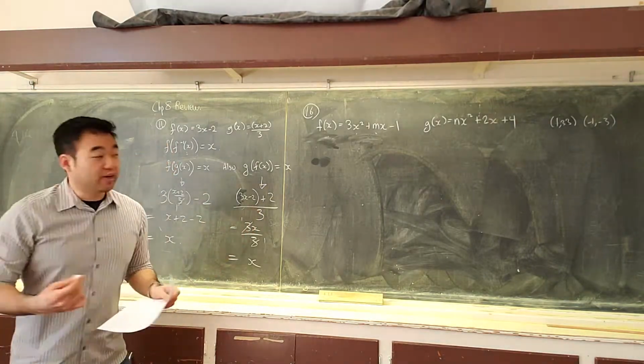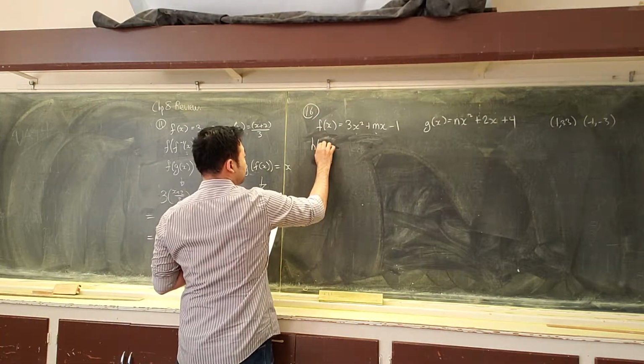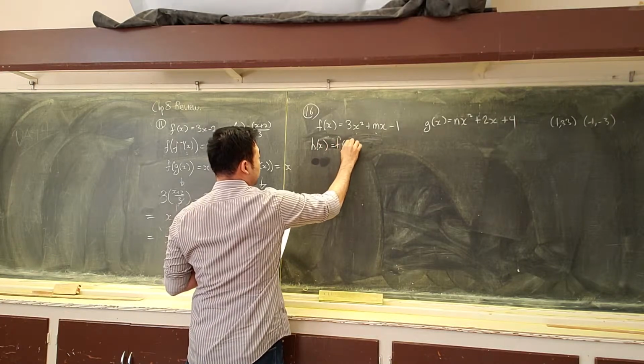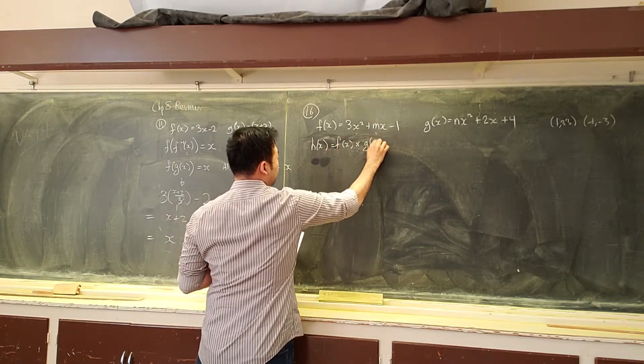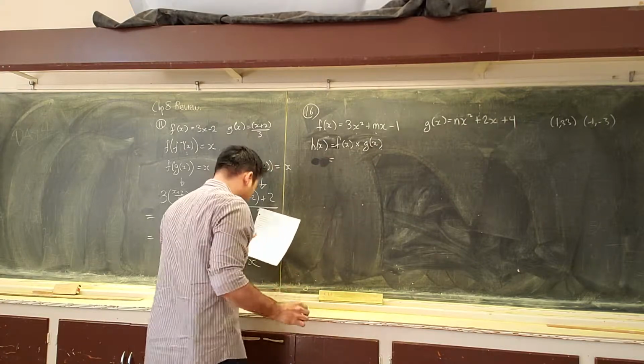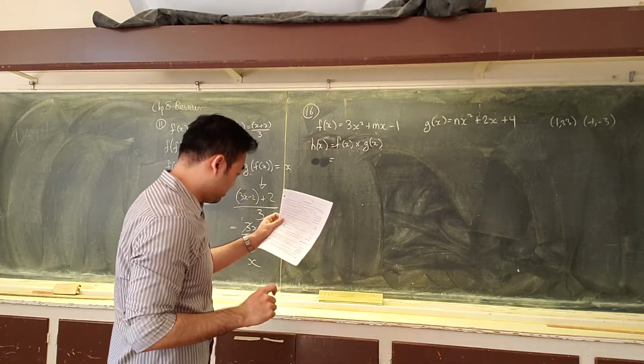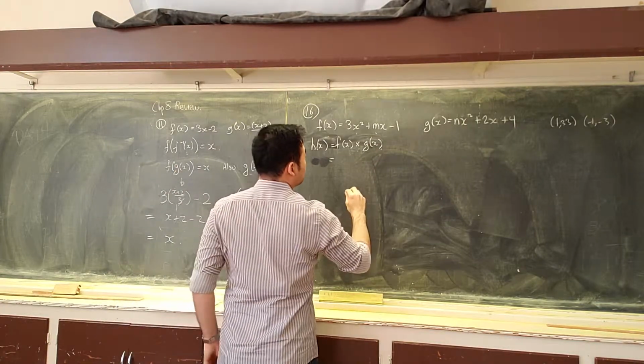I need h of x, which is going to be a product, and this is going to get ugly. Whew. All right, let's do it.